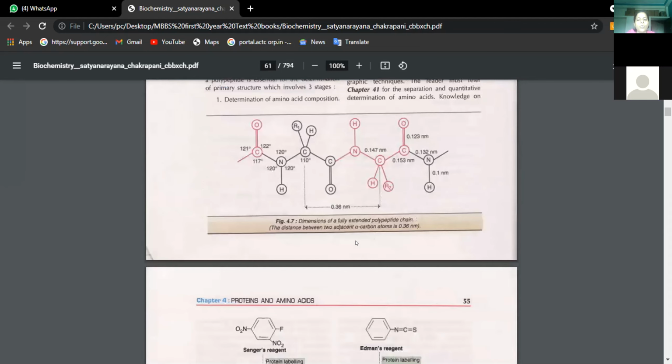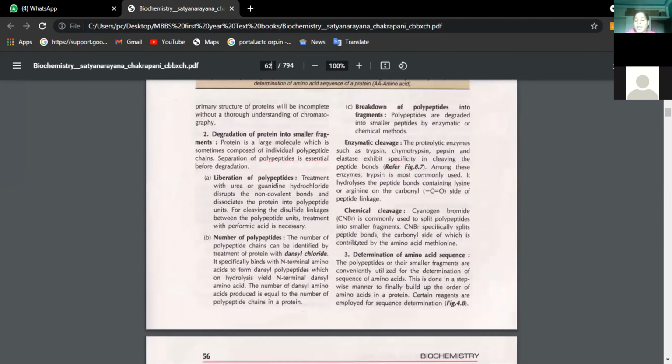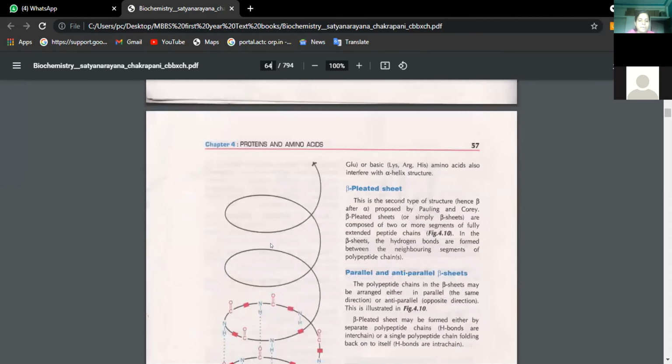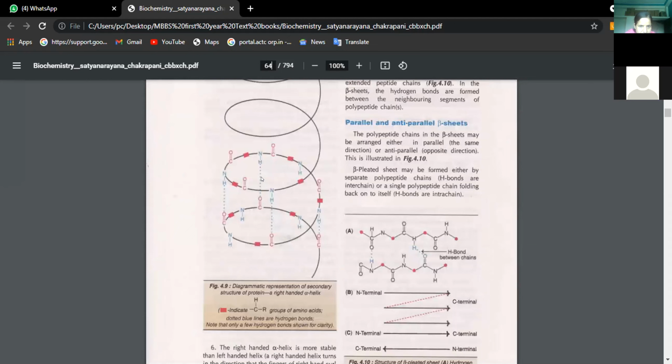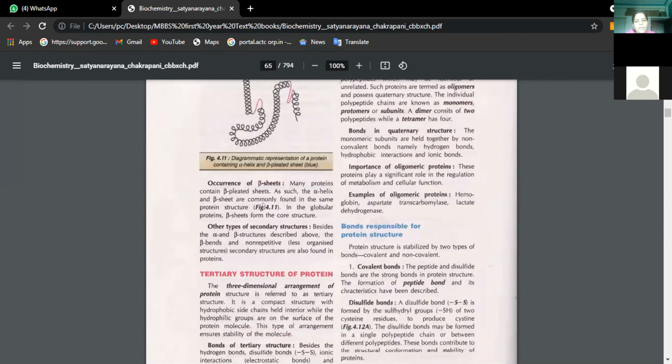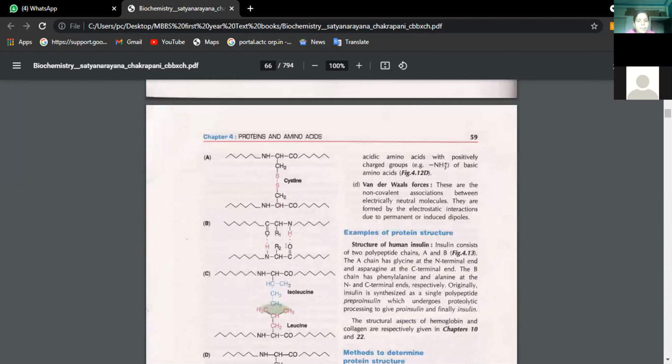So apart from the covalent bond, when you see that helical structure, you find various other bonds, like hydrogen bonds between the chains. Okay, this is one hydrogen bond. We also have disulfide bonds, you can see between cysteine and isoleucine. Like you have seen, two adjacent polypeptide chains are bonded by sulfide bonds.